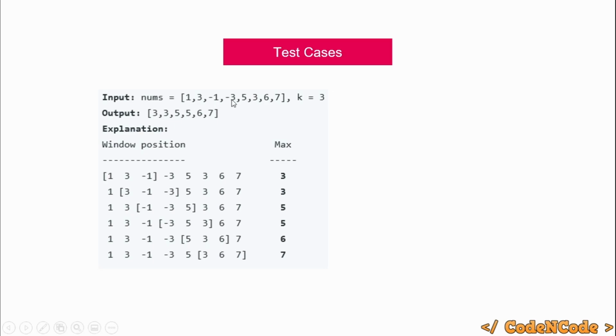For example, suppose this was the input, this will be your answer, and this is how you construct it. First of all, window size is 3, so we start with the first 3 elements, and clearly these are the only elements that you need to consider. Out of all of these, the maximum element is 3, so you store 3. Then you move the window towards the right, and now the elements inside your window are 3, minus 1, minus 3. Out of all of these, the maximum is still 3, so again 3. Then move towards the right, maximum is 5, so 5. Move towards the right, still we have 5 as maximum, now 6 and now 7.